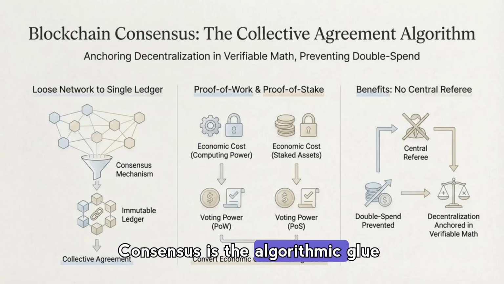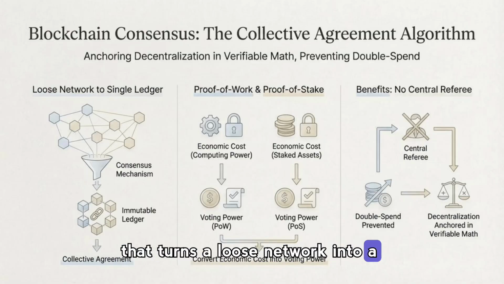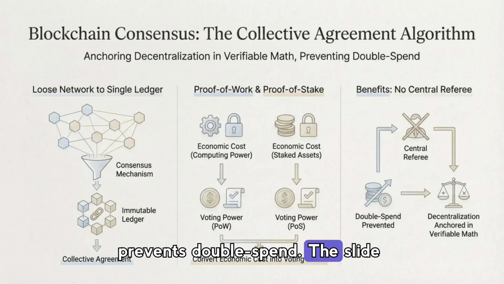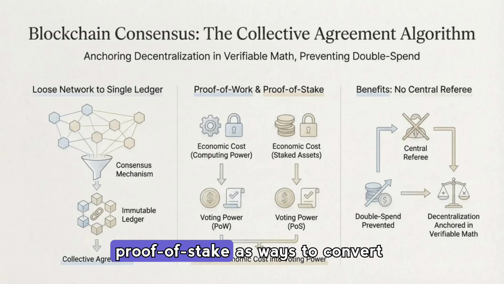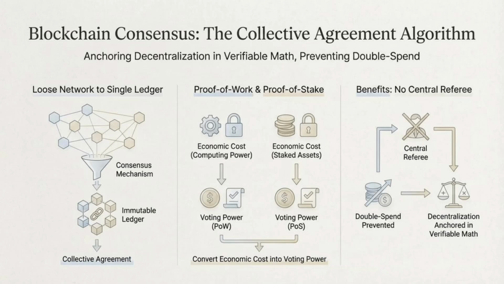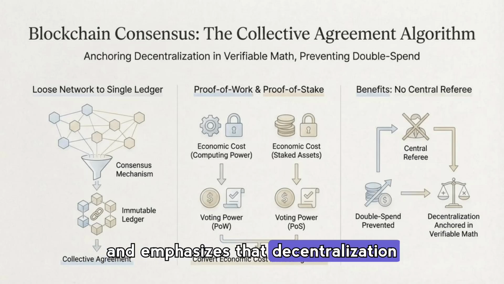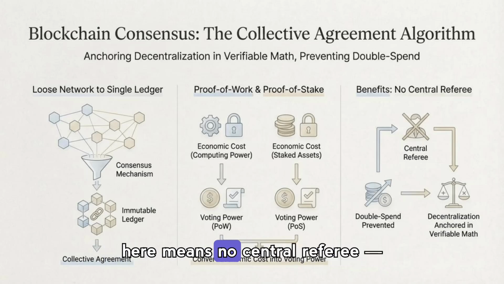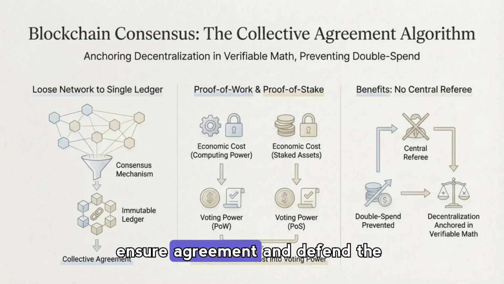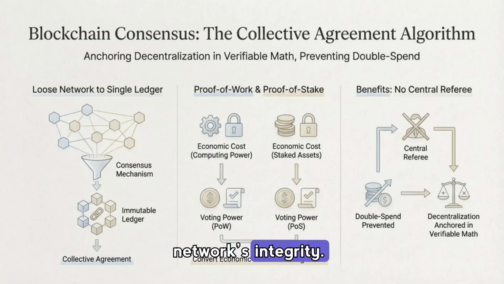Consensus is the algorithmic glue that turns a loose network into a single, verifiable ledger and prevents double spend. The slide compares proof of work and proof of stake as ways to convert economic cost into voting power, and emphasizes that decentralization here means no central referee. The math and incentives together ensure agreement and defend the network's integrity.